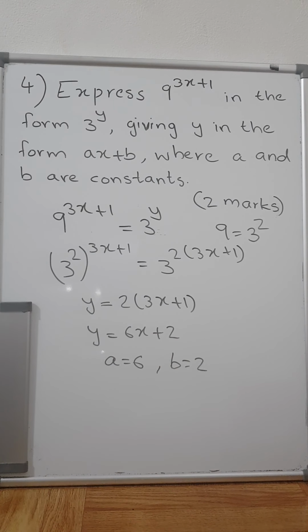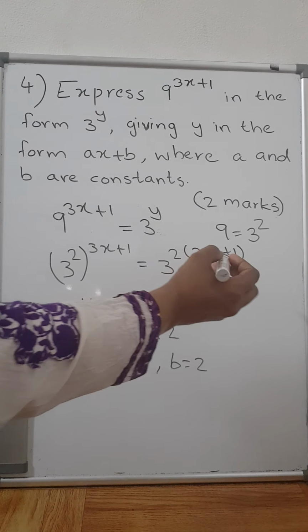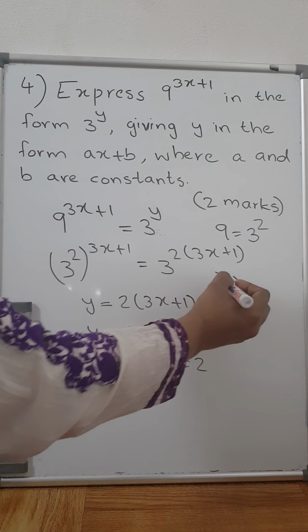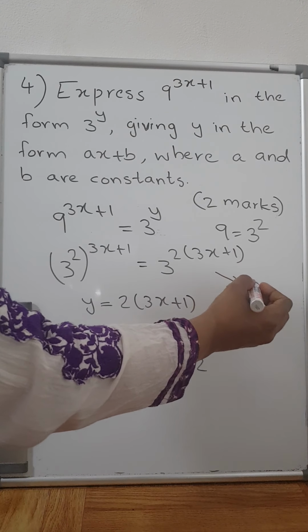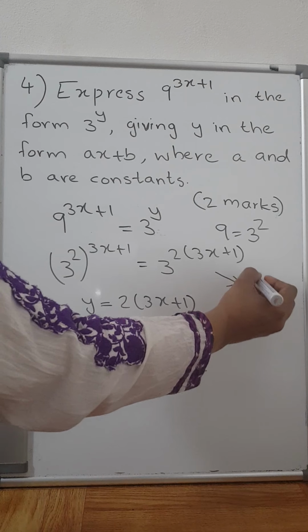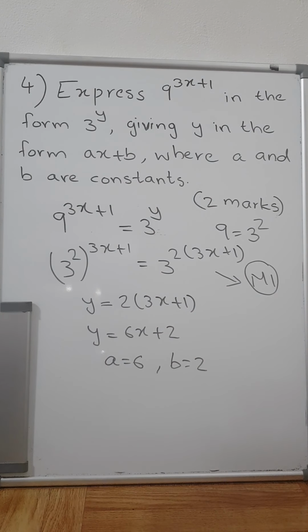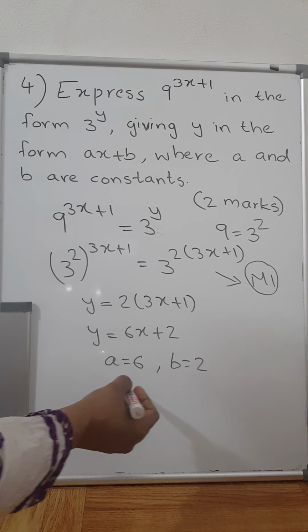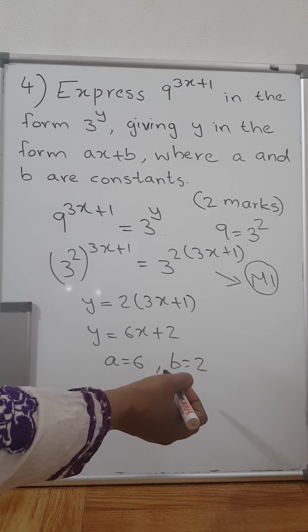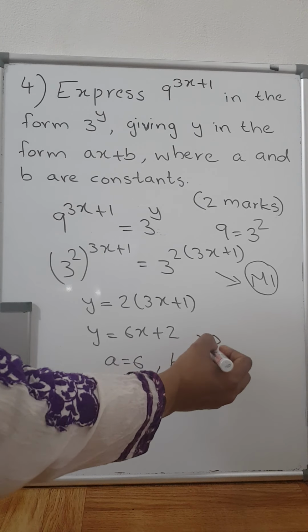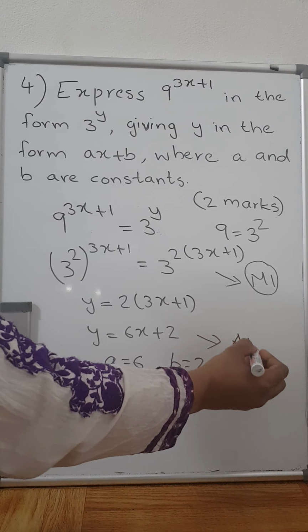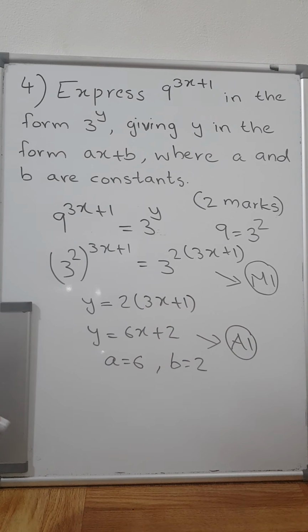The question carries 2 marks. When you write 9 to the power 3x plus 1 as 3 to the power 2 times 3x plus 1, you are going to get 1 mark, the method mark. For writing y is equal to 6x plus 2, or a is equal to 6 and b is equal to 2, you are getting the accuracy mark A1. You have completed the problem.